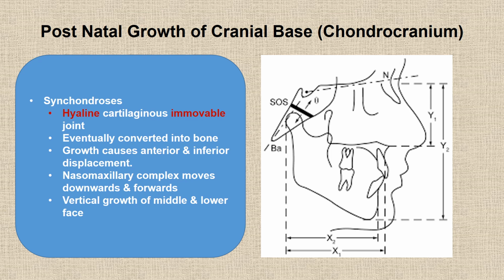Okay, now these synchondroses are by nature hyaline cartilaginous immovable joints, and eventually with growth they become converted into bone. Now the growth causes anterior and inferior displacement, and with this the nasomaxillary complex is pushed and it moves downwards and forwards. Now this is the vertical growth of the middle and lower face.